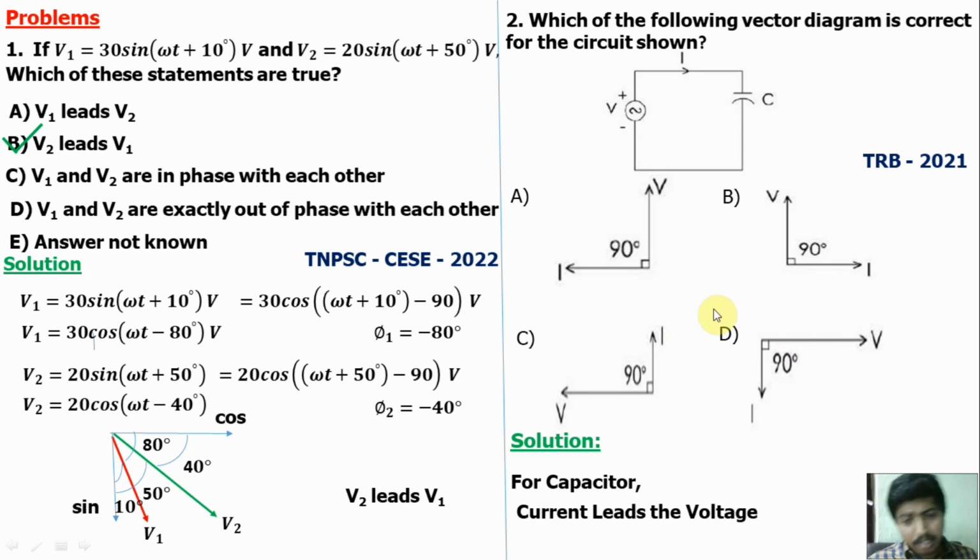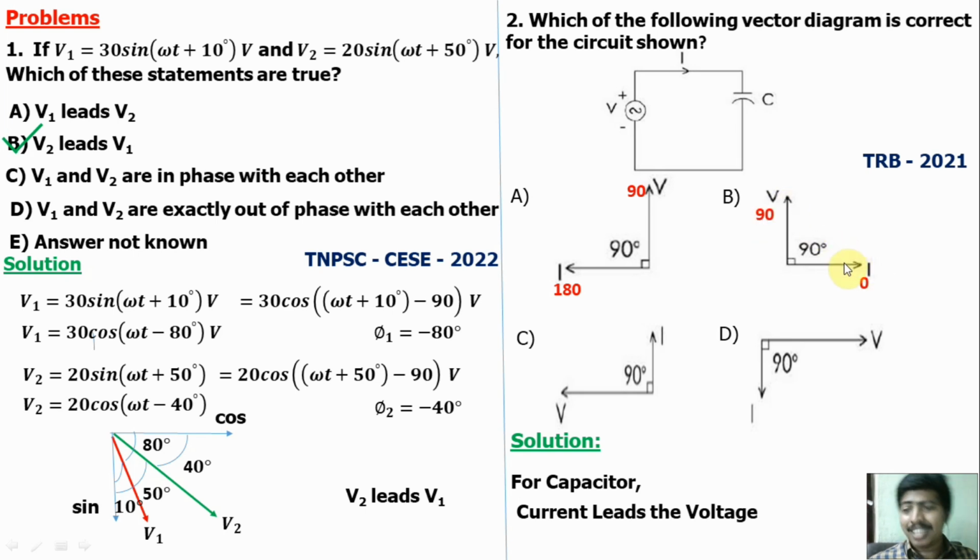Option A, voltage is at 90 degree, but the current I is at 180 degree. So current leads the voltage. So option A may be correct. Now check option B. Here current is at 0 degree, but voltage is 90 leads.